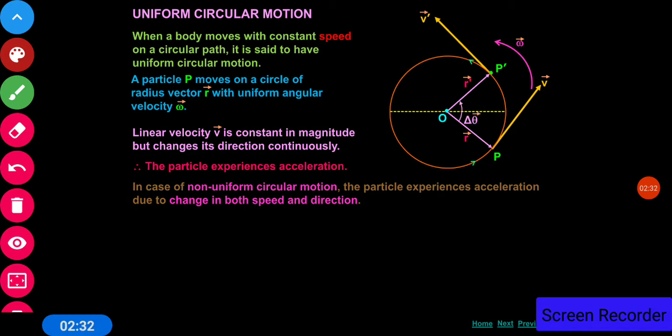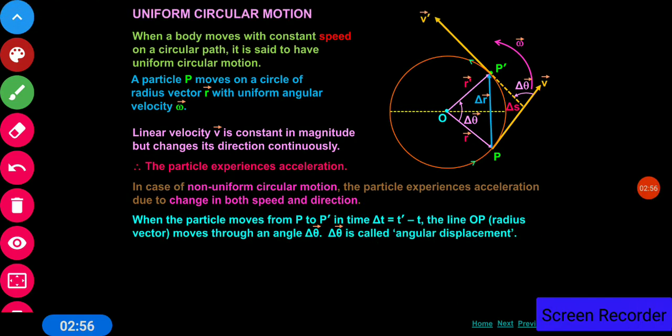Let del theta be the angle between OP and OP dash. From this figure, del theta is the angle between OP and OP dash as well as the angle between the two directions of the velocities. Now, these two angles are the same. When the particle moves from point P to P dash in time del t, that is t dash minus t, the radius vector OP moves through an angle del theta. Del theta is called the angular displacement. The velocity vector turns through the same angle del theta and becomes v dash.